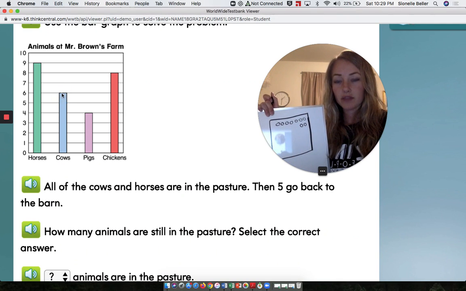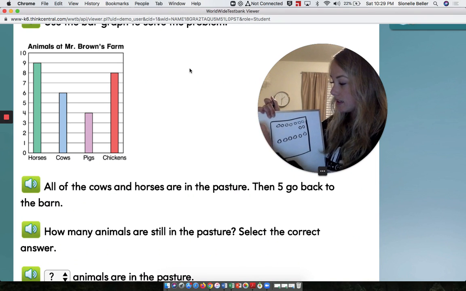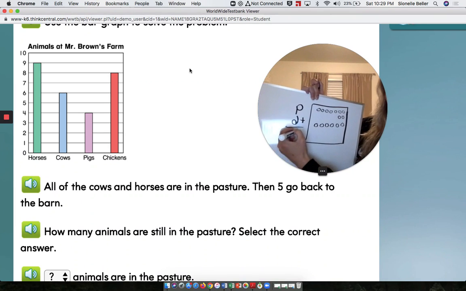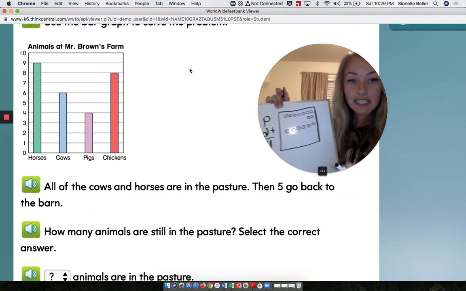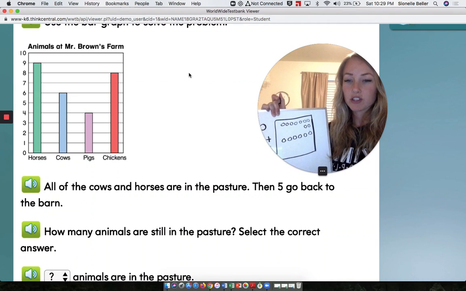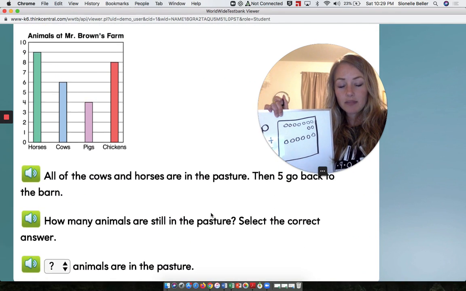And on our graph, we can see that there's 6 cows. 1, 2, 3, 4, 5, 6. So that means altogether we have 9 horses plus 6 cows. 9 plus 6 equals 15. Okay, so there are 15 animals in the pasture. Then it says, then 5 go back to the barn. How many animals are still in the pasture?